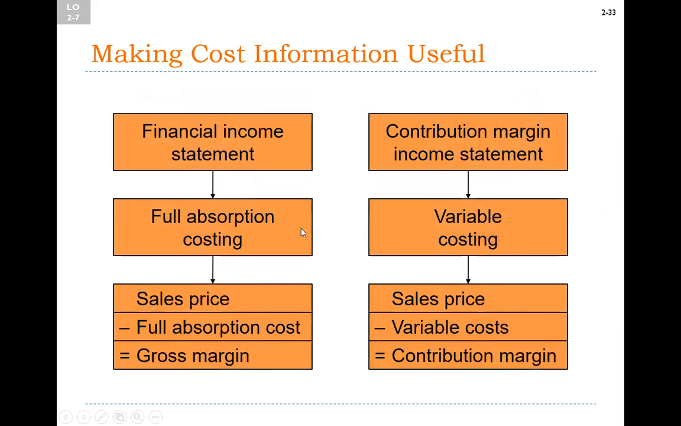Now, this is just the top half of these financial statements. Once I find gross margin and contribution margin, I still need to subtract out all of my other costs to find my profit. Now, assuming that the number of units produced and sold are the same during the period, I should get the same numbers for net income, whether I'm using full absorption accounting for the gross margin income statement, or variable costing for the contribution margin income statement.